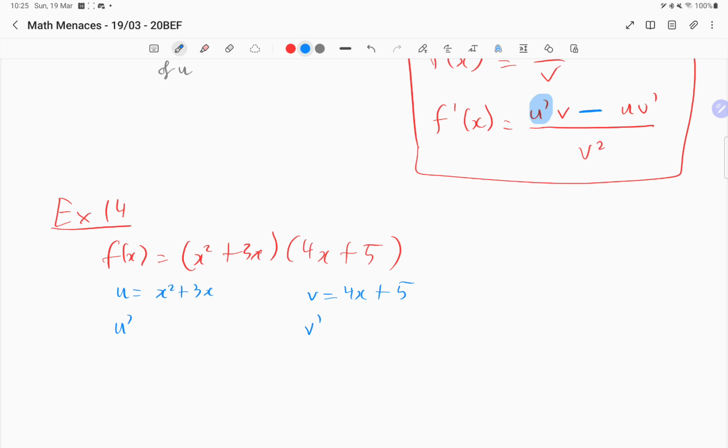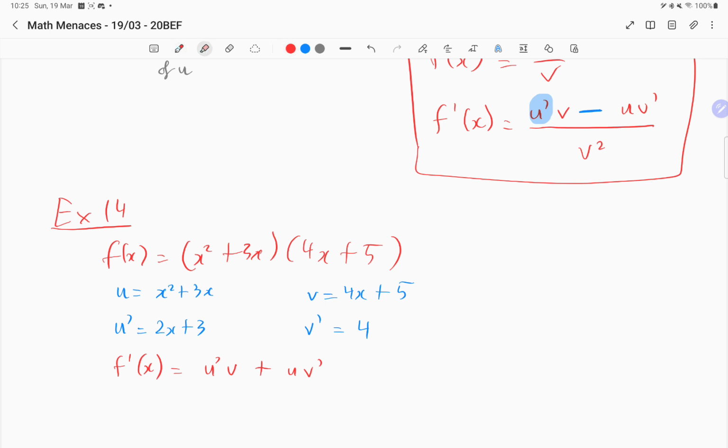Because in the formula it's u dash v plus u v dash, right? So you derive u, that would be 2x plus 3, and then derive v is 4. Make sense? So then the derivative f dash of x, once you've done this step, the rest is easy. It's equal to, just write the formula again, u dash v plus u v dash.